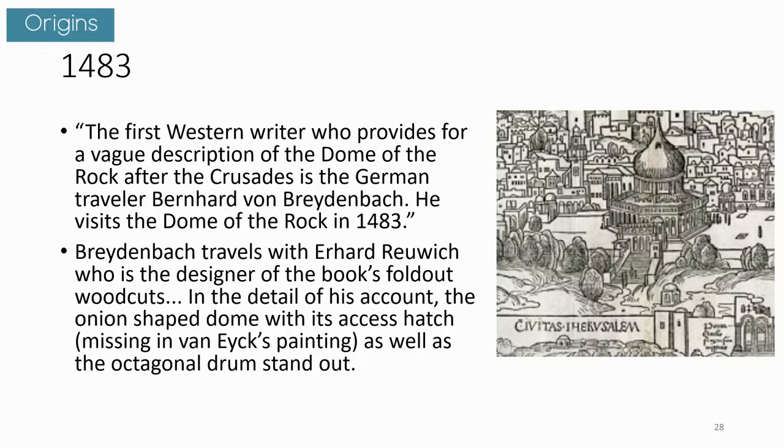In 1483, the first Western writer who provides a vague description of the Dome of the Rock after the Crusades is the German traveller Bernhard von Breydenbach. He visits the Dome of the Rock in 1483. So again, we can see that onion-shaped roof, which is consistent with the other image. Breydenbach travels with Erhard Reuwich, who is the designer of the book's fold-out woodcuts. In the detail of his account, the onion-shaped dome with its access hatch missing in Van Eyck's painting, as well as the octagonal drum, stand out.